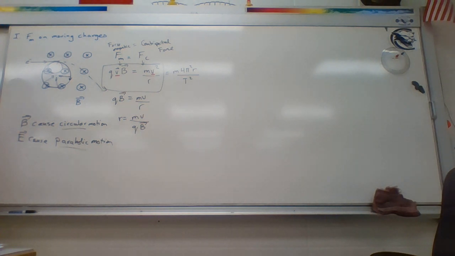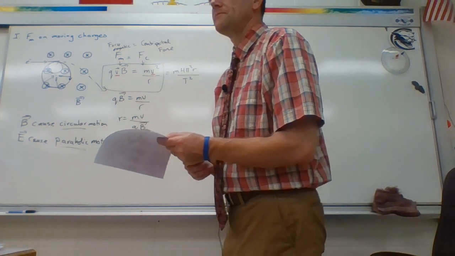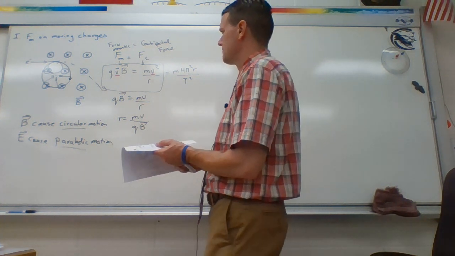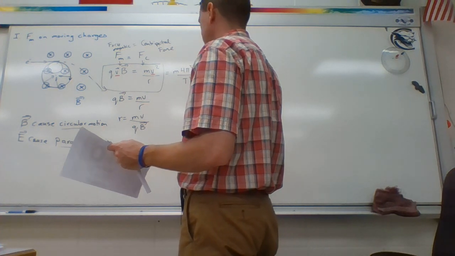Okay, so you'll get this parabolic curve as an electron enters, say, two parallel plates that have just an electric field. But a magnetic field causes circular motion. And, oh, yes? If you had a big enough electrical field, could it be possible for a parabolic motion to be turned to circular motion?